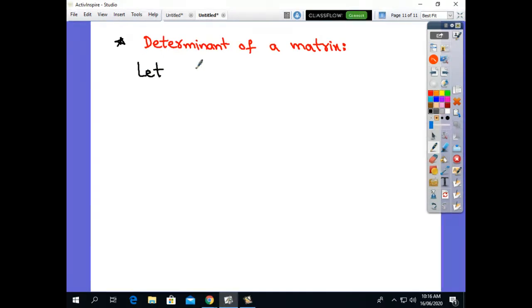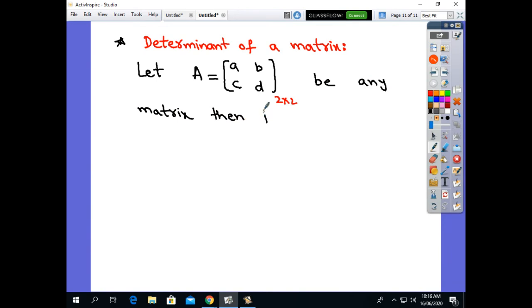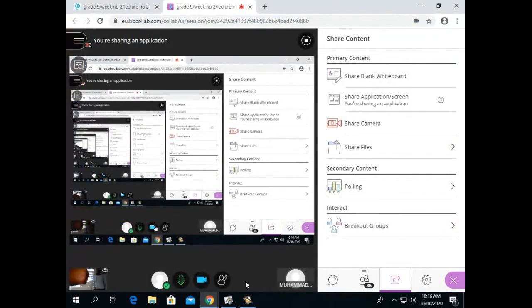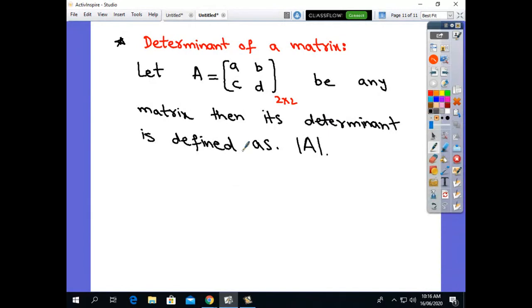Let A is equal to A, B, C, D of order 2 cross 2 be any matrix, then its determinant is defined as the determinant of A. These two lines specify the determinant of a matrix A.